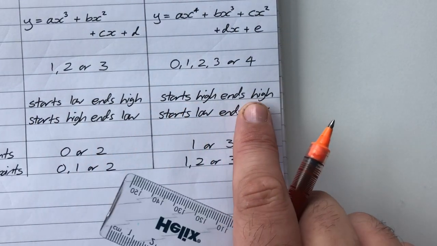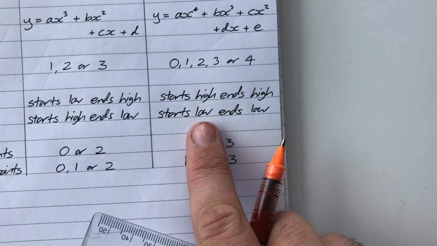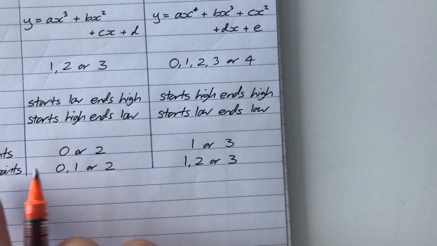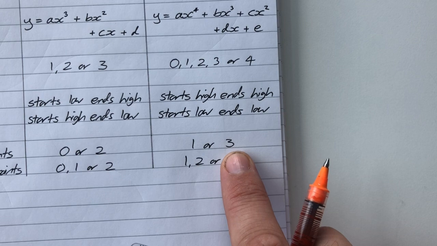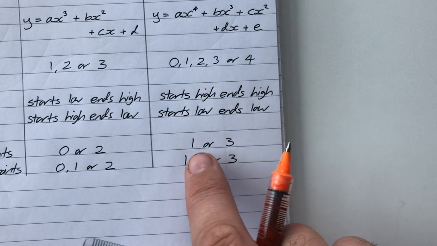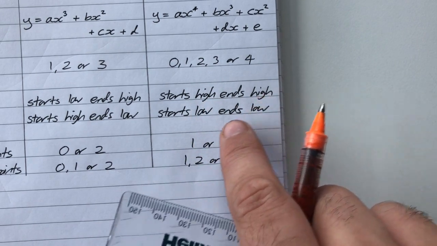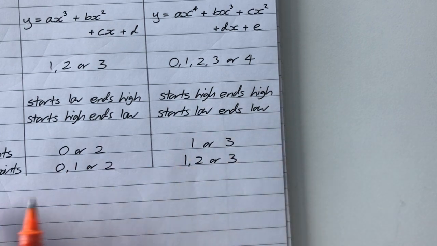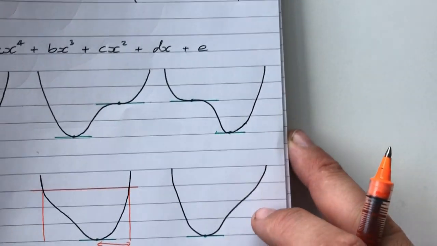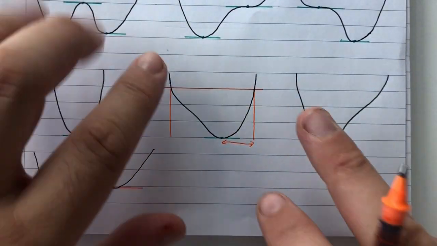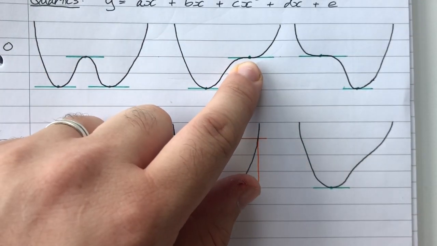If a is greater than 0, it starts high and ends high. If it's less than 0, it starts low and ends low. The number of turning points, it's either 1 or 3. Okay, the quartic curve must turn around because it starts high and ends high, which means it must have an odd number of turning points, or it starts low and ends low. And the number of stationary points, well, it could have 2 stationary points if one of those stationary points was, for example, here, a stationary point of inflection.